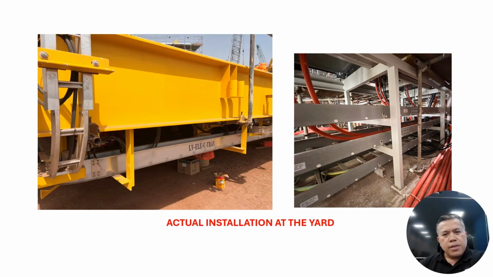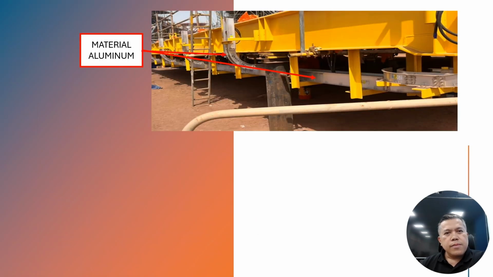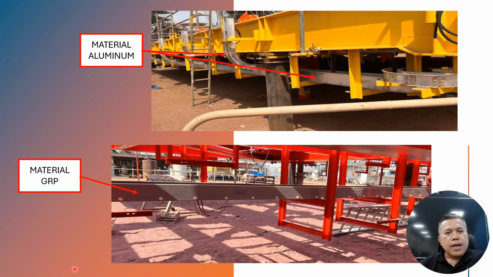So now, as you can see, this is the actual installation at the yard or the fabrication yard. You can see here the cable tray, and then another here. You can see the cable tray as well, left and right. Okay, so this is the cable tray material, and this is the cable tray material. So what is the difference of the cable tray materials? That is aluminum and GRP.